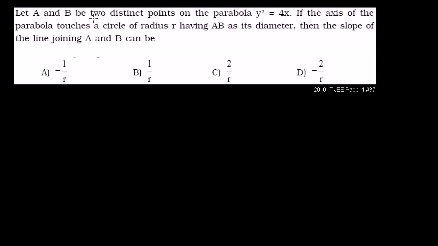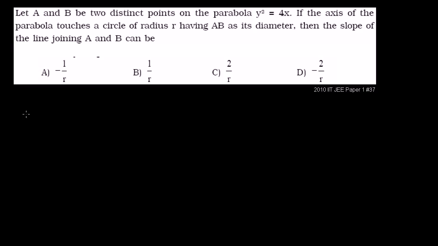Let A and B be two distinct points on the parabola y squared is equal to 4x. If the axis of the parabola touches a circle of radius r, having AB as its diameter, then the slope of the line joining A and B can be.